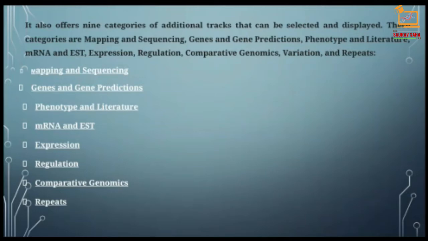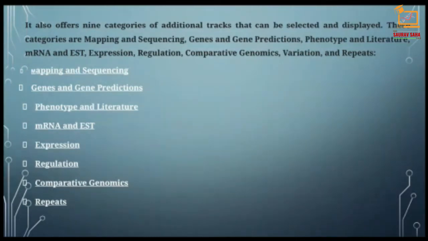Gene and gene prediction. The gene and gene prediction tracks allow the user to control the display of genes and their subsequent parts. The different tracks allow the user to display gene models, protein coding regions, and non-coding RNA as well. Phenotype and literature. The phenotype and literature tracks deal with phenotypes directly linked with the gene as well as genetic phenotypes.